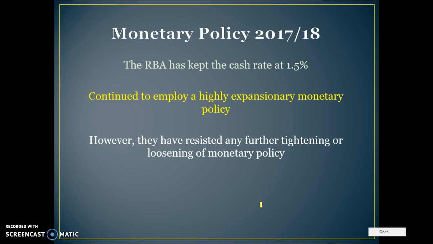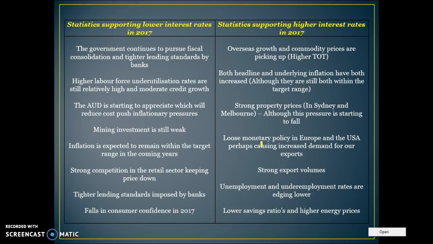But really, the last 2 years, the RBA has kept the cash rate at 1.5% consistently over that period. They've employed a highly expansionary monetary policy stance and maintained that stance, but they have resisted any further tightening or loosening. So there's been a range of factors which have prevented them from either increasing or decreasing the cash rate. In terms of 2017, and some of these are a little bit different to this year, but again, the government pursuing fiscal consolidation meant that the RBA could be more expansionary. The banks tightening their lending standards made it harder for people to borrow and controlled inflation.